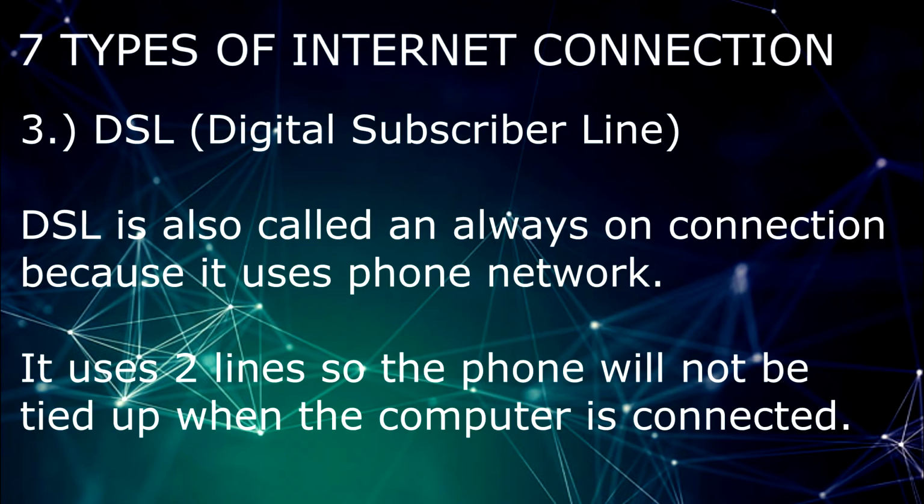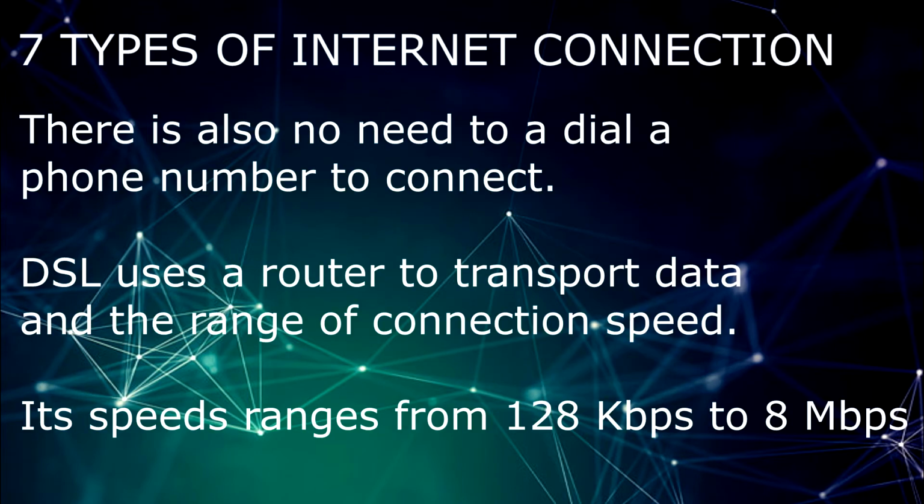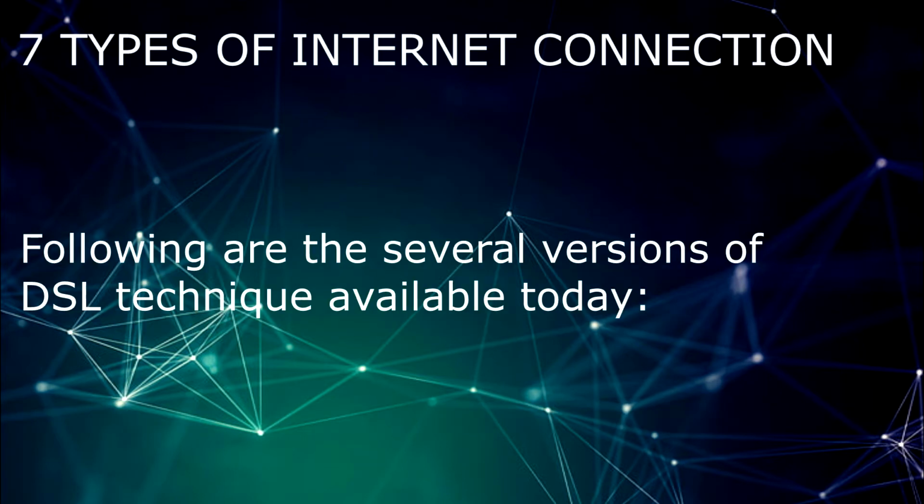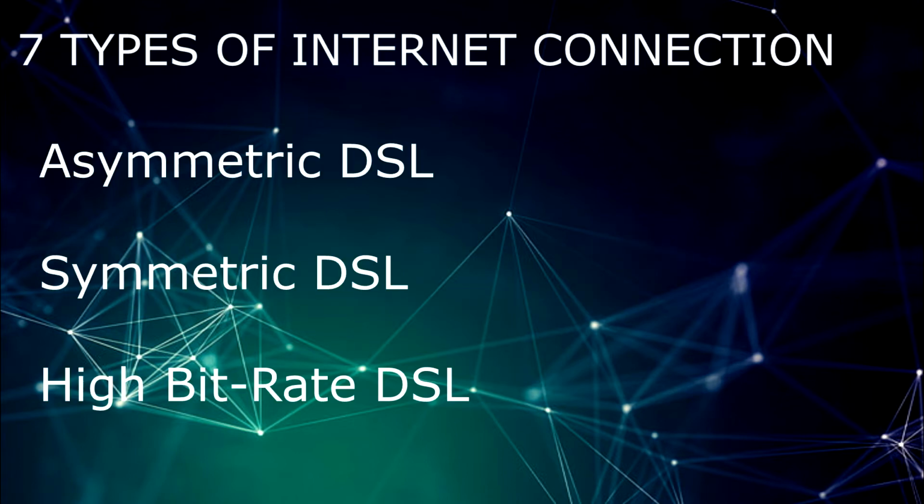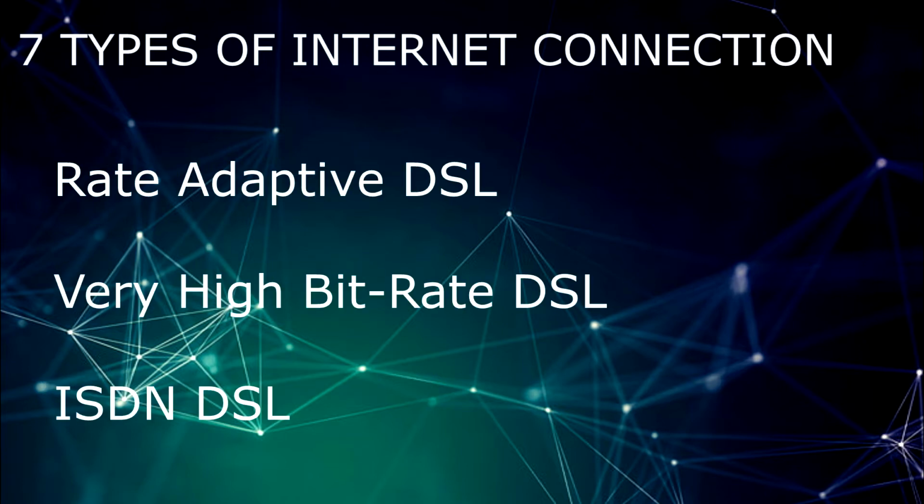DSL or Digital Subscriber Line, also called an always-on connection because it uses the phone network. It uses two lines so the phone will not be tied up when the computer is connected. There is also no need to dial a phone number to connect. It uses a router to transport data with a connection speed ranging from 128 kbps to 8 mbps. Following are the several versions of DSL technique available today: asymmetric DSL, symmetric DSL, high bitrate DSL, rate adaptive DSL, very high bitrate DSL, and ISDN DSL.